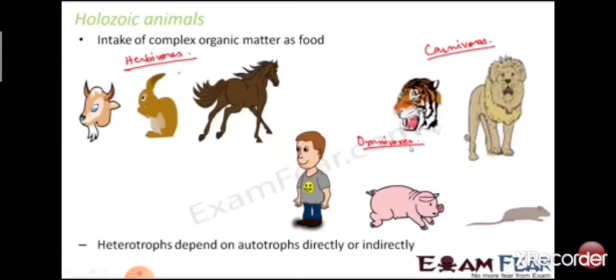So these are examples of holozoic animals because whatever they eat is in complex form. For example, we eat rice or dal. That food will not provide you energy directly. Dal and rice are in complex form. So once it gets inside your body, it needs to be broken down into the simplest form, and then in the simplest form it will be able to provide you energy.